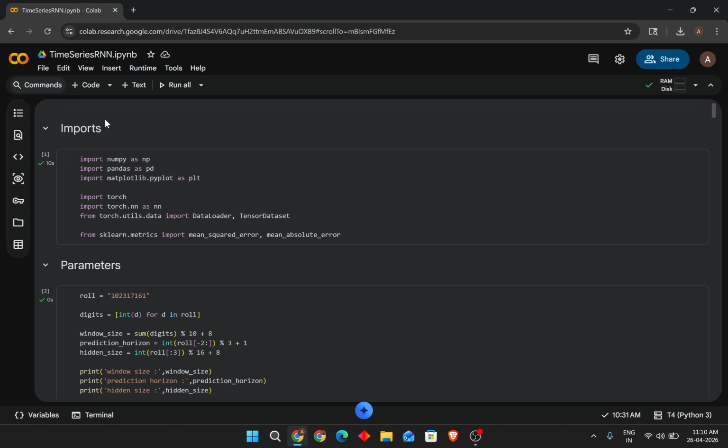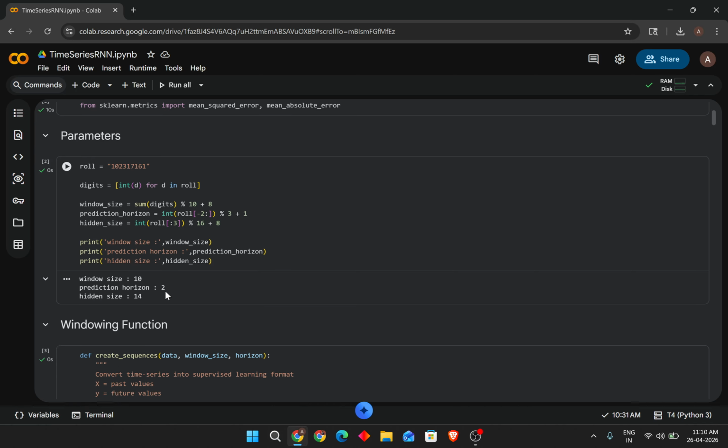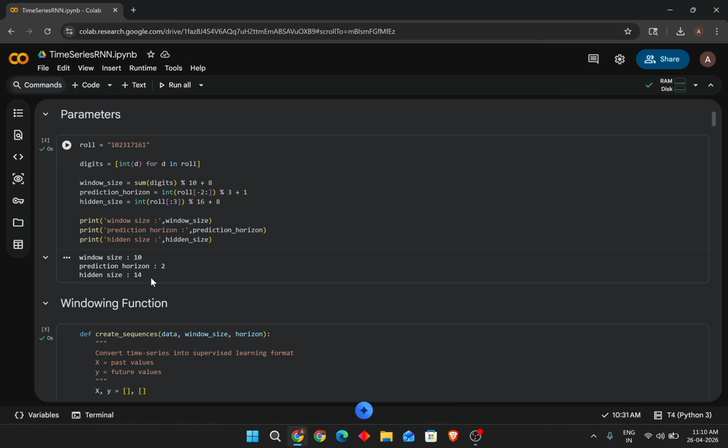Firstly, I have imported libraries: NumPy, Pandas, Matplotlib, PyTorch and sklearn. Then the parameters are derived from my roll number. Window size is 10, which means that the model uses the last 10 values. Prediction horizon is 2, meaning it predicts the next 2 future values. Hidden size is 14, which controls the model capacity.